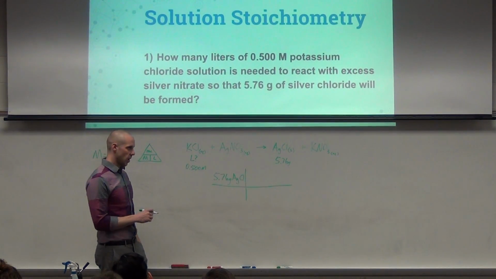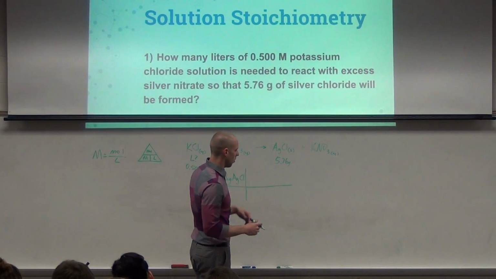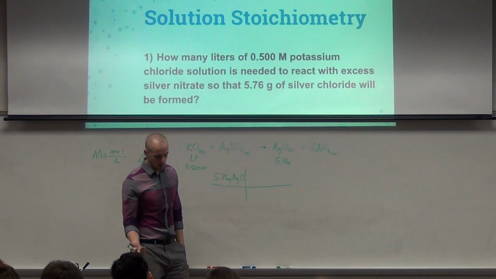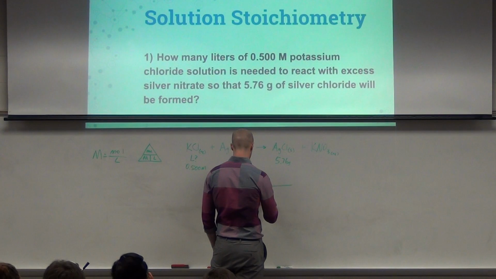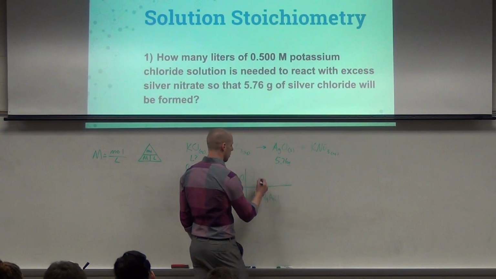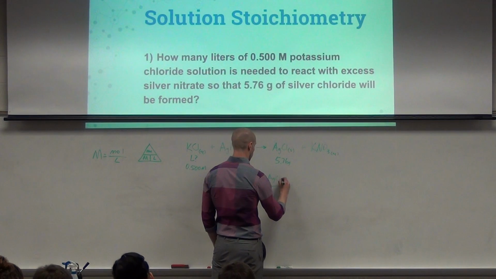Okay, and by now you guys know what comes next down here. We got to put the molar mass on bottom, and we got to put number of moles on top. So the molar mass of silver chloride, it's just silver plus chlorine, so it's going to be 143.4 grams, and that's in 1 mole of silver chloride.